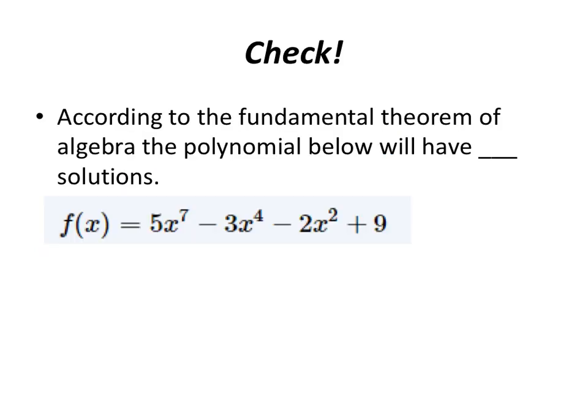So here, let's check our understanding. According to the fundamental theorem of algebra, how many solutions will the polynomial below have? How do I know? I just look at the degree. The degree is 7, so I know it's going to have 7 solutions. But I do not know what those solutions look like. They might be repeated, imaginary, or irrational. I do not know. All I know is that it has 7 solutions.